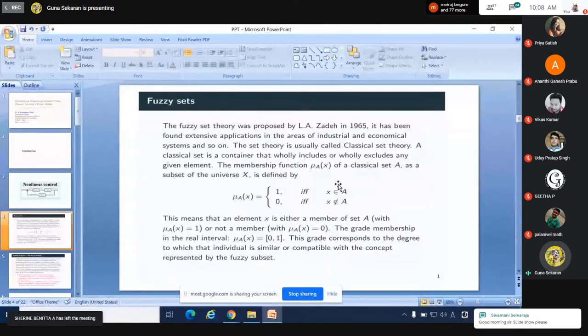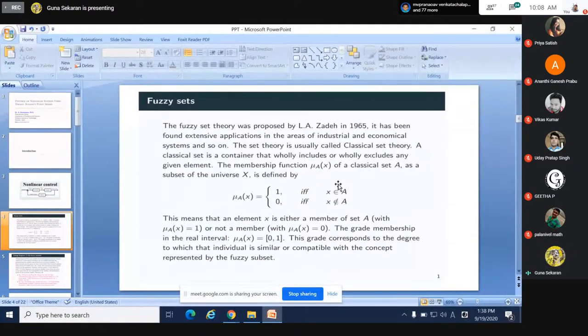Fuzzy set theory was first introduced by Lotfi Zadeh in 1965. It has found extensive applications in areas such as industrial and ecological systems. Fuzzy set theory is usually contrasted with classical set theory. A classical set is a container that only includes the given elements.